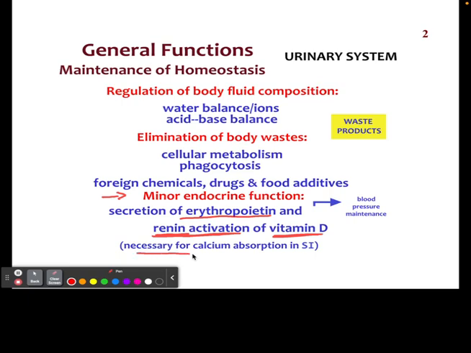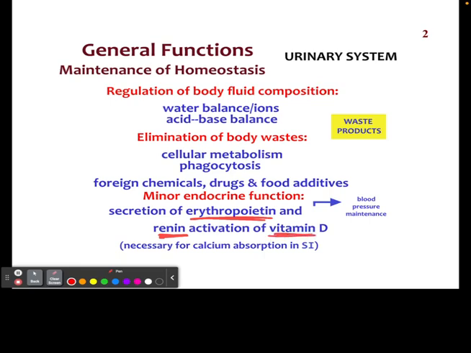What is vitamin D used for? Calcium absorption, right? So that's the big one. So just to reiterate, erythropoietin for red blood cells, as well as renin activation for vitamin D synthesis.